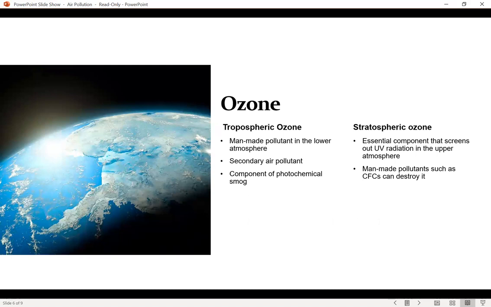The next is ozone. There are two types of ozone, bad and good. The bad ozone is tropospheric ozone, which is a man-made pollutant in the lower atmosphere. It's a secondary air pollutant and a component of photochemical smog. The second one is the good, which is stratospheric ozone. It's an essential component that screens out UV radiation in the upper atmosphere. Man-made pollutants such as CFCs can destroy it.